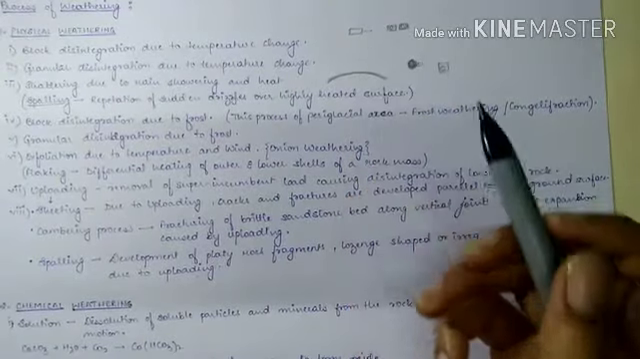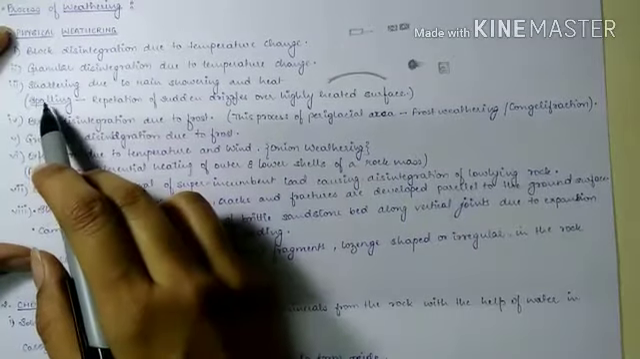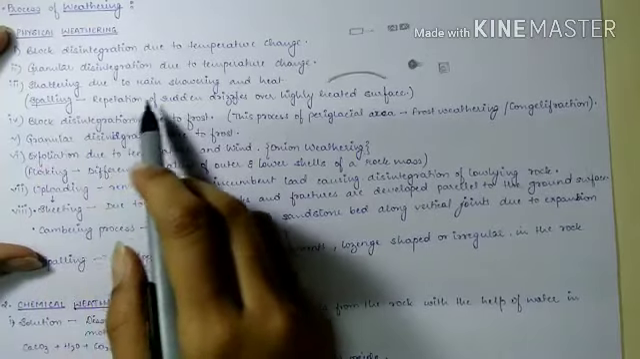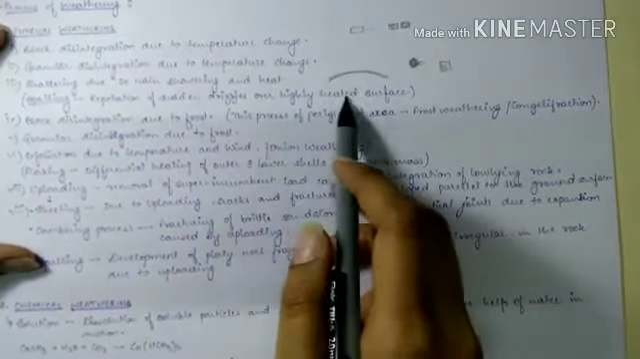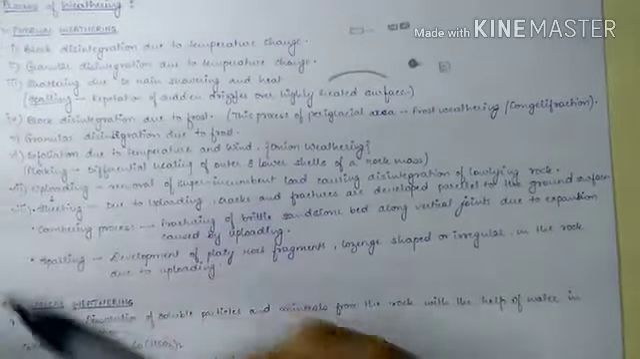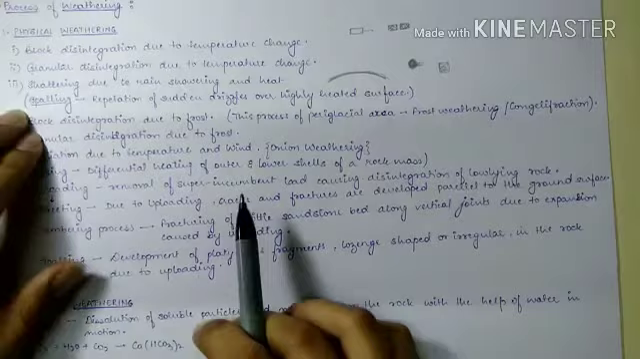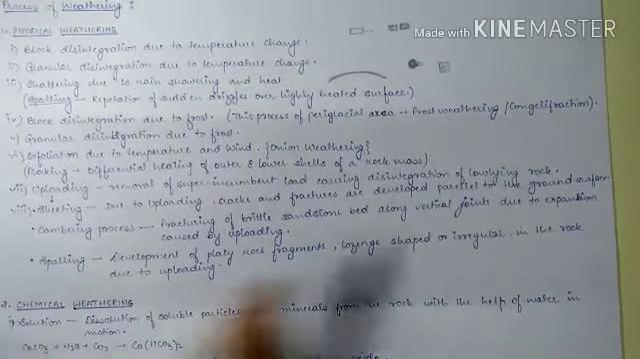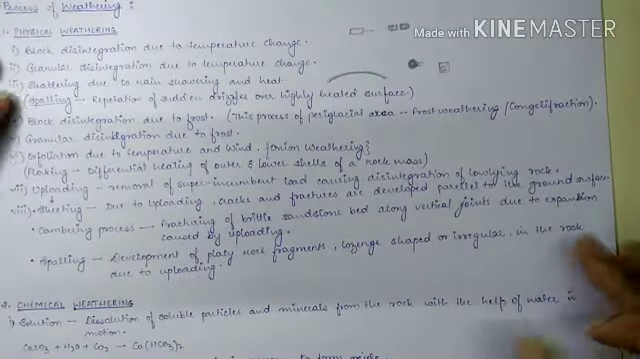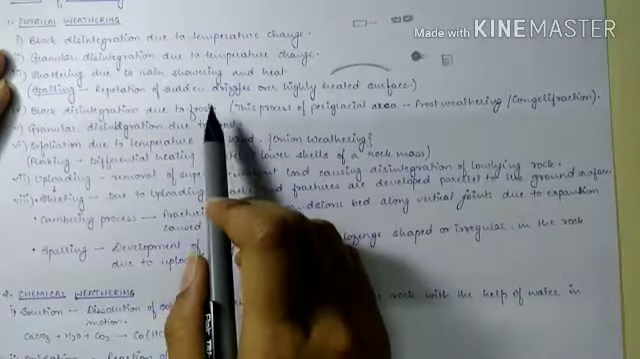Now we have another term known as spalling. Spalling is the repetition of sudden drizzle over a highly heated surface. So when there is repetition of this process, spalling occurs. Spalling is also a type of shattering. Next is block disintegration due to frost. This is due to the action of water.